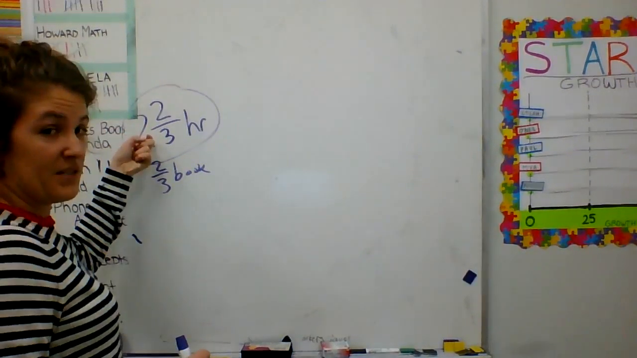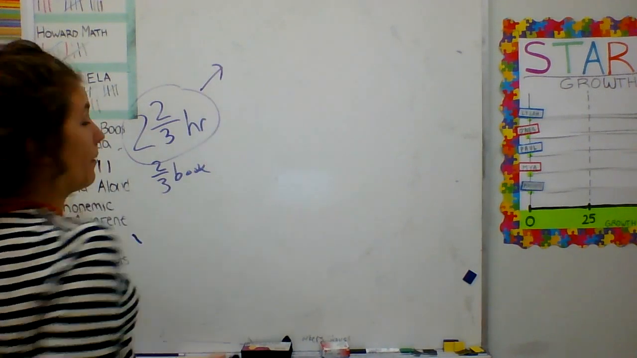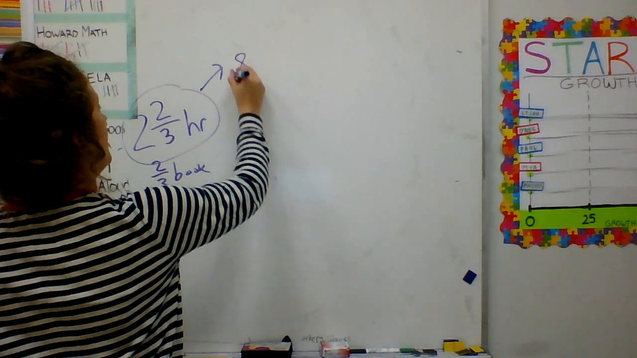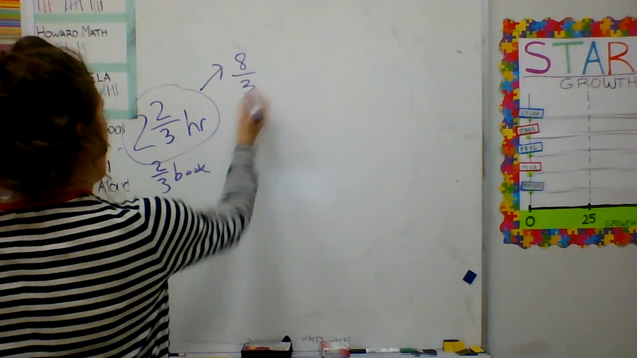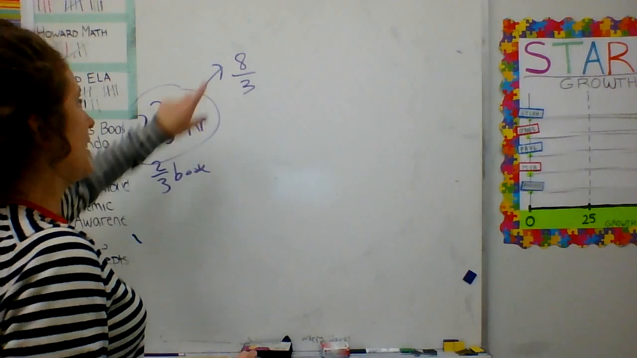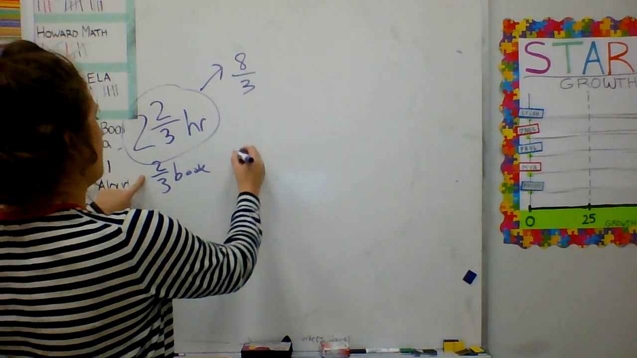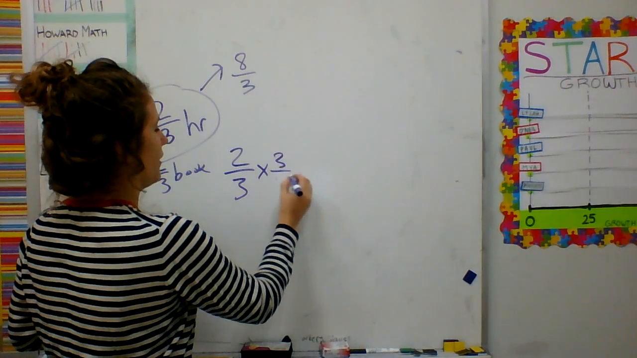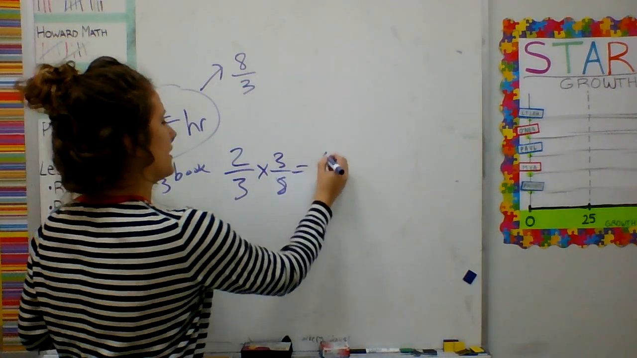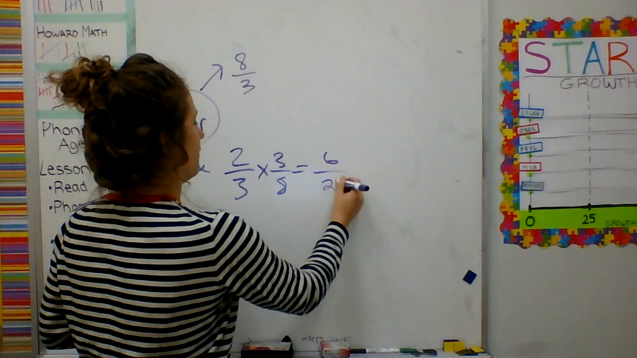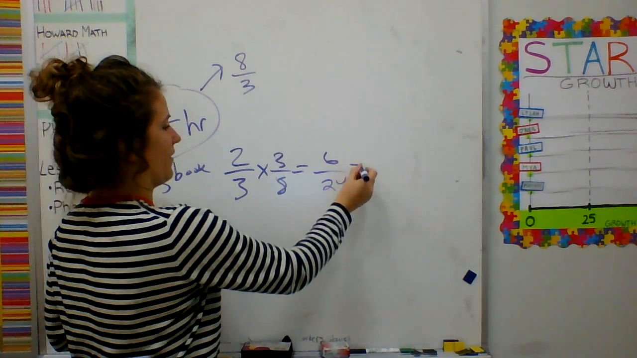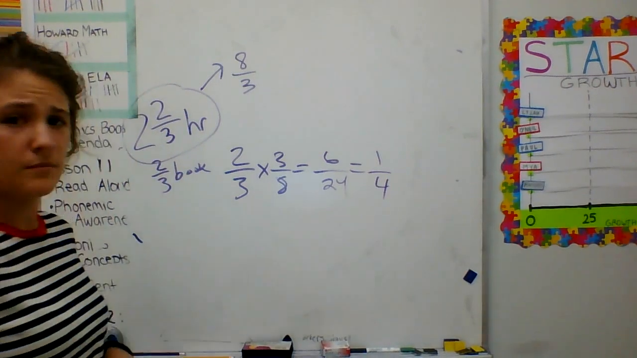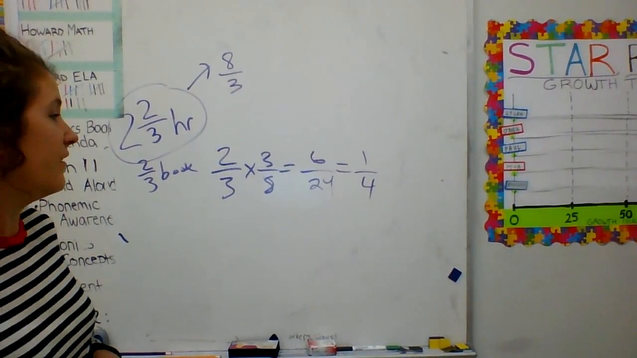Now, I can't flip this fraction yet. I need to turn it into an improper fraction first. 2 times 3 is 6, plus 2 is 8, 8/3. Now I have 8/3 and 2/3. I said I will be flipping this, so I'll keep 2/3 and multiply by the flip, 3/8. 2 times 3 is 6. 3 times 8 is 24. I can simplify this fraction. Both are divisible by 6. 1/4. Now again, this is not my final answer.